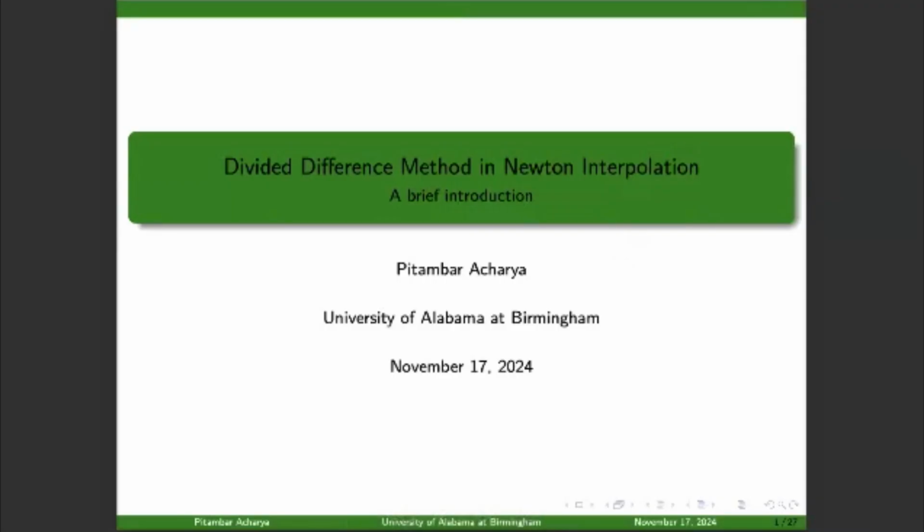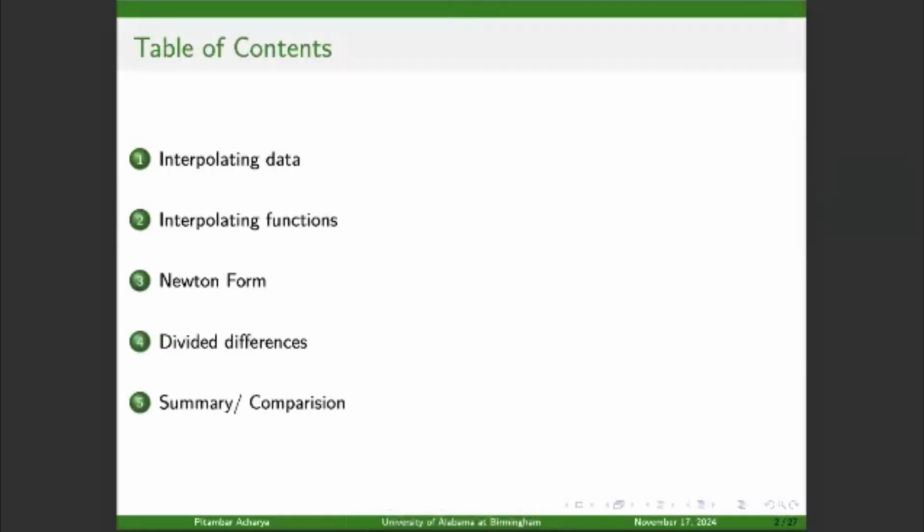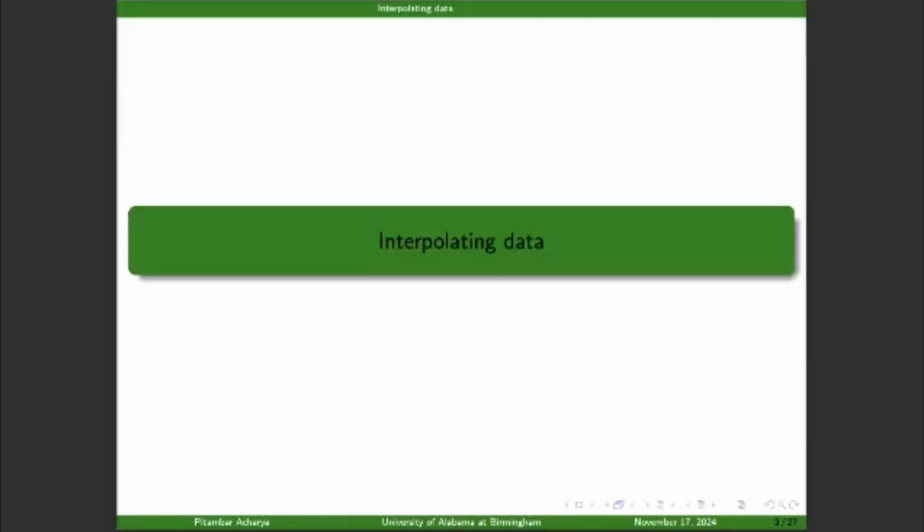Acharya. The topic of my talk is the Newton interpolation formula, and particularly I'll discuss the divided difference method used in the Newton interpolation formula. I'll be discussing a brief overview of interpolating data, then interpolating functions, and then I'll go to the Newton interpolation polynomial, and then the divided difference.